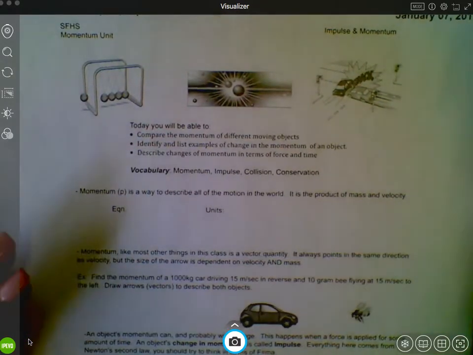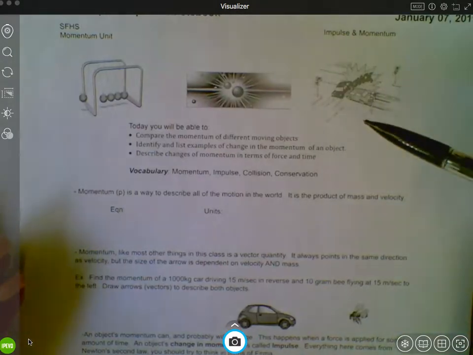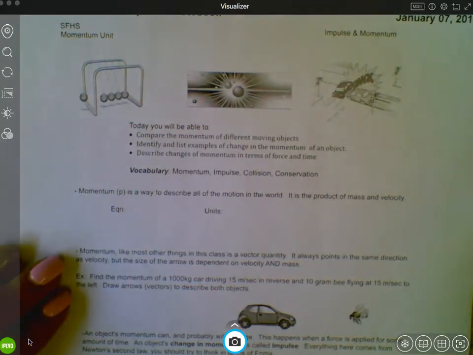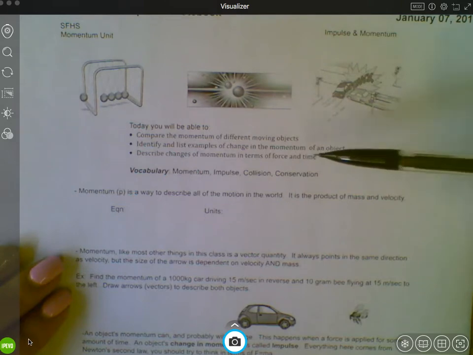We're starting a new unit on momentum. Today we're going to talk about momentum and impulse. You're going to compare the momentum of different moving objects, identify and list examples of changes in momentum, and describe changes of momentum in terms of force and time.